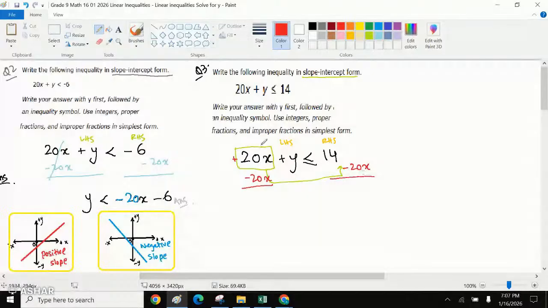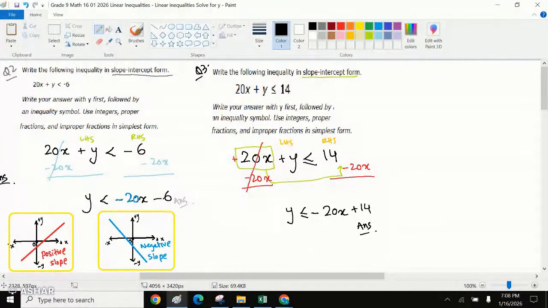That means this is cancelled out, and the inequality for y becomes y is less than or equals to negative 20x plus 14. And this is our answer in slope-intercept form. Agreed? Just the basics. What we are trying to do is simplify an equation. Whenever we are simplifying an equation in slope-intercept form, we might have a greater than, greater than equal, less than, or less than equal sign. We regard that sign as an equal sign.